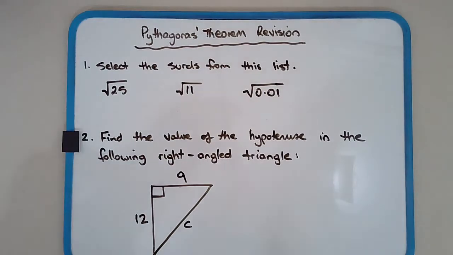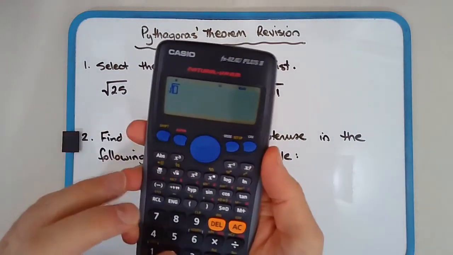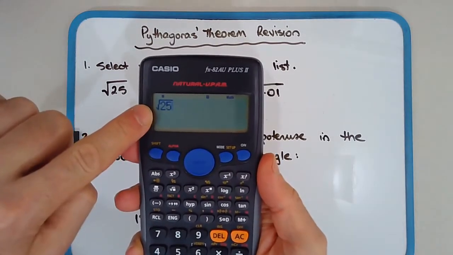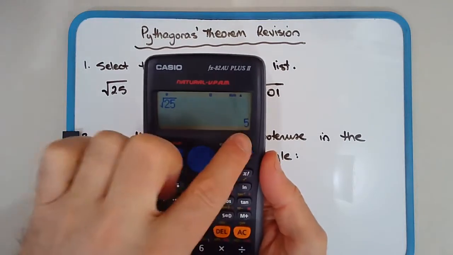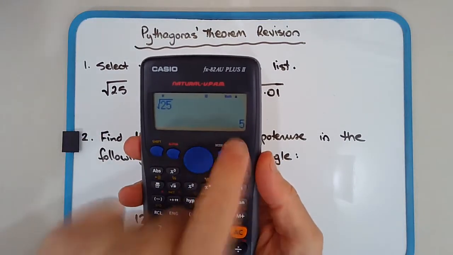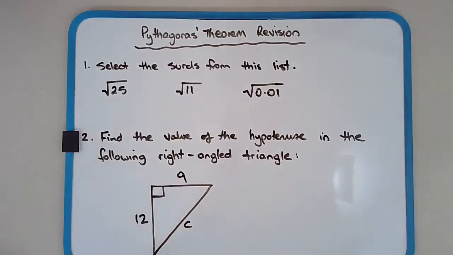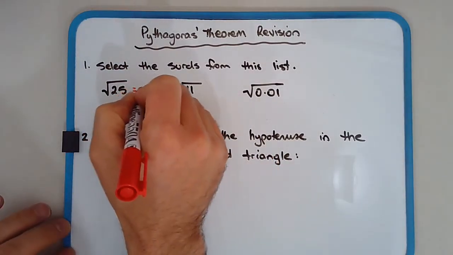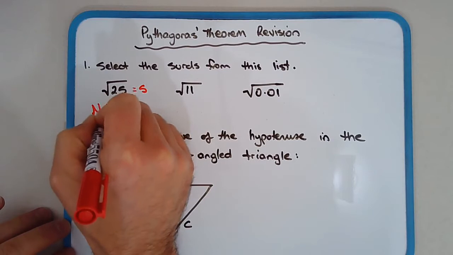Let's try the first one. Okay, square root of 25. It might look like a surd because it involves a square root symbol, but when you press equals on the calculator, you get a nice round number, you get a nice integer there. So that's equal to 5. Okay, this is not a surd.